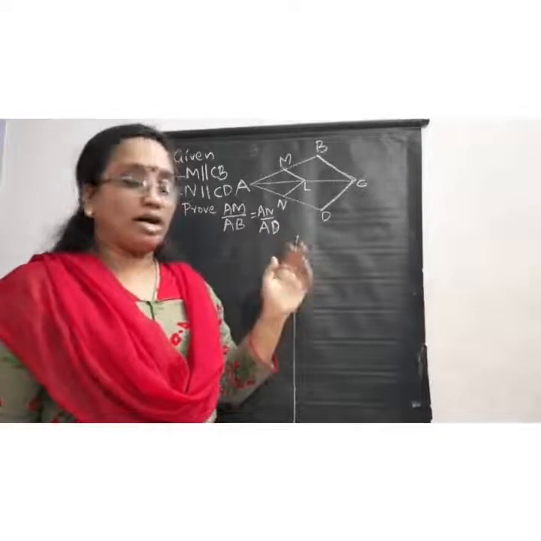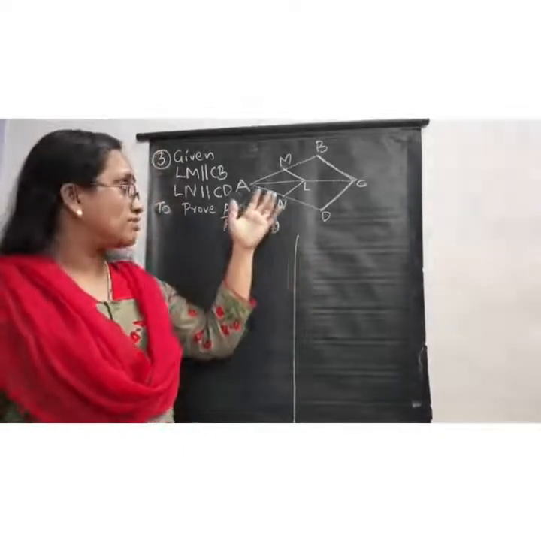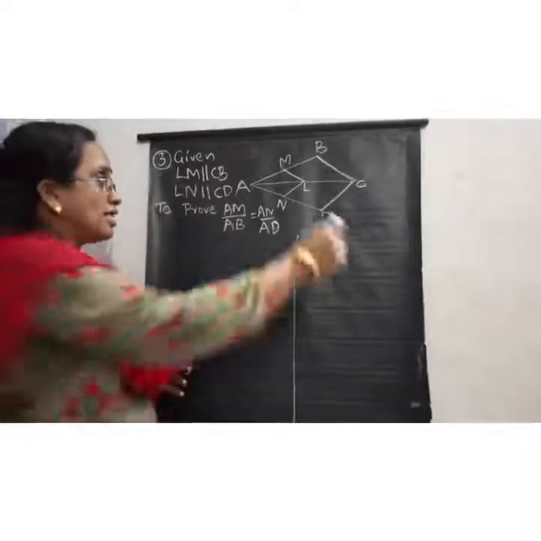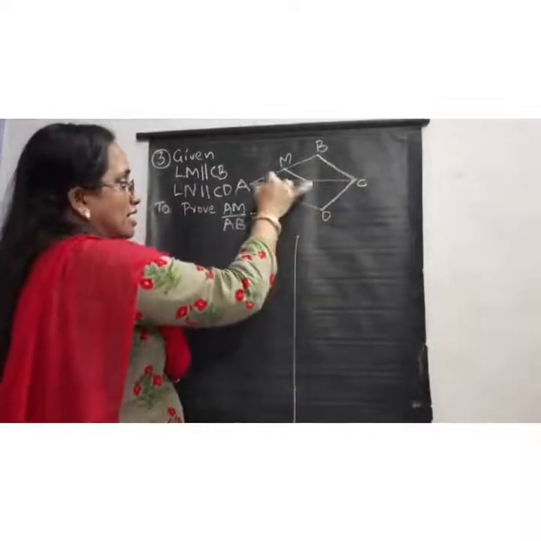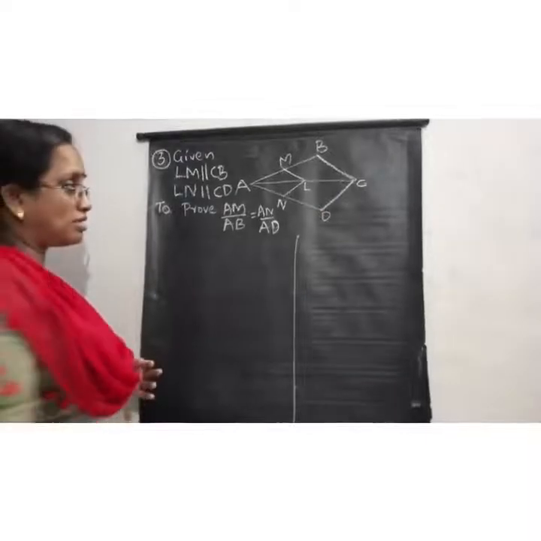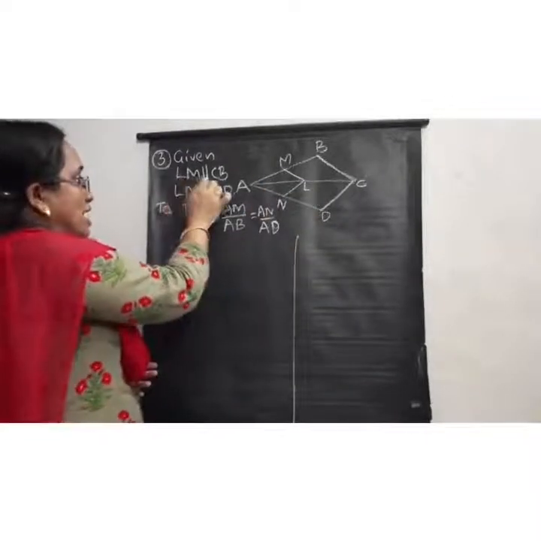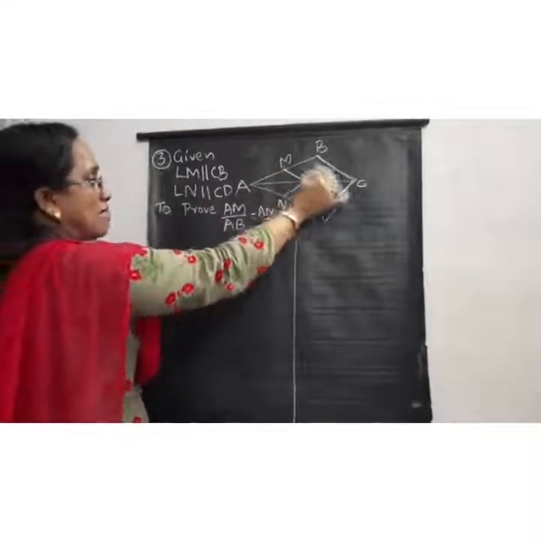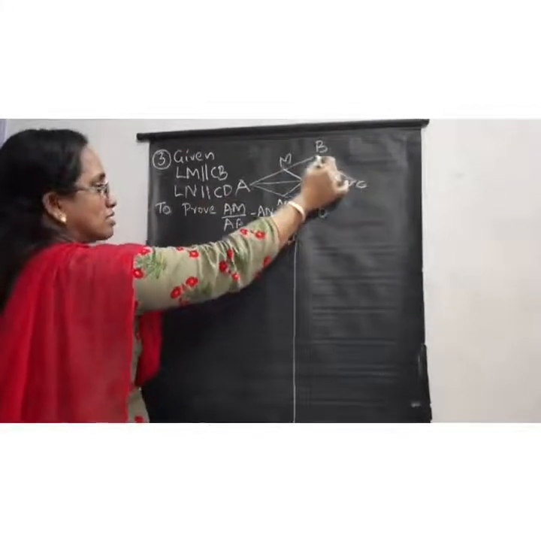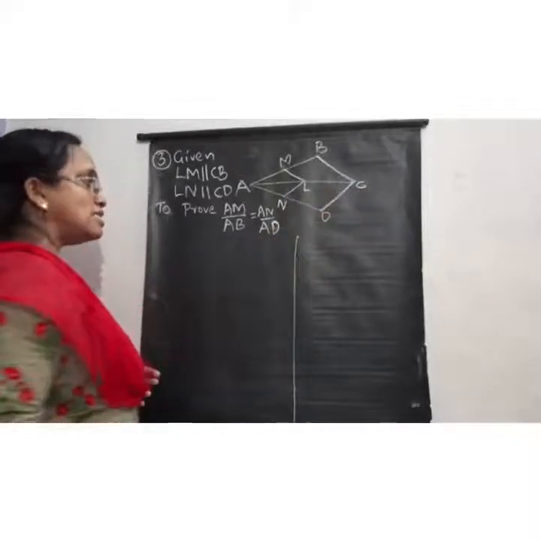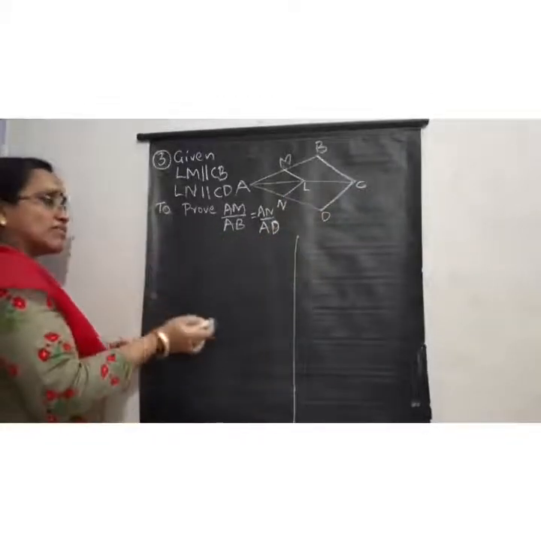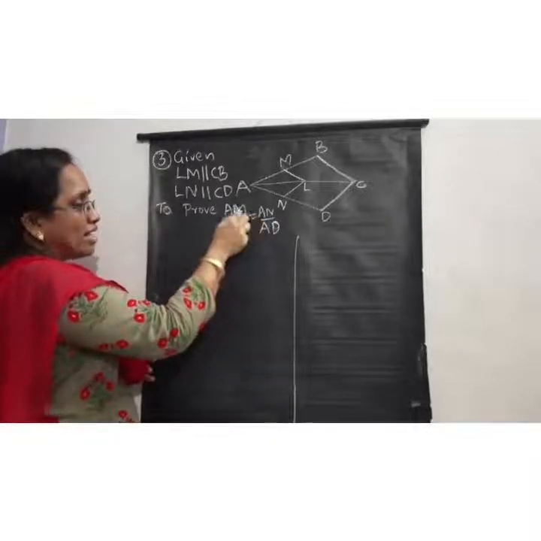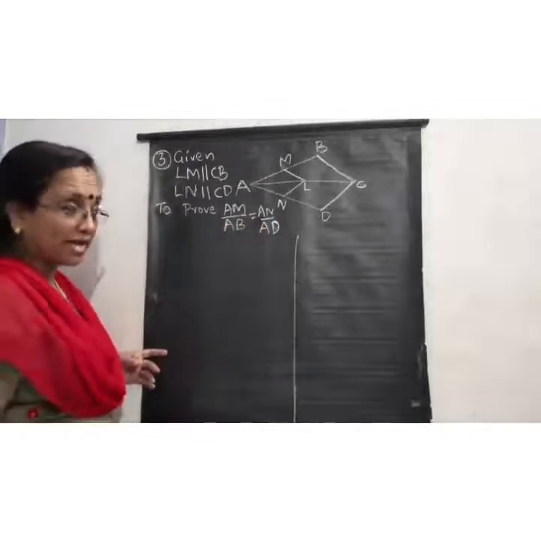The question is like this. The figure is given and 2 conditions are also given. In this figure, ABC and ADC are 2 triangles you can see here. The conditions given are LM parallel to CB and LN parallel to CD. These are the 2 conditions given and we need to prove that this ratio is equal: AM by AB equal to AN by AD.